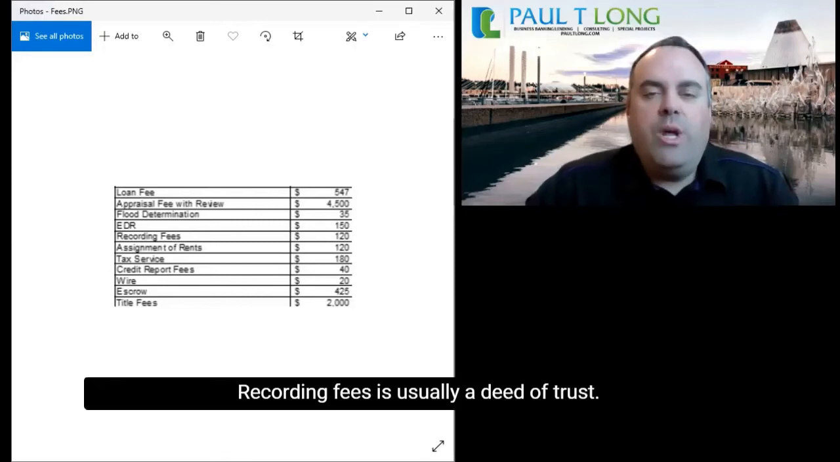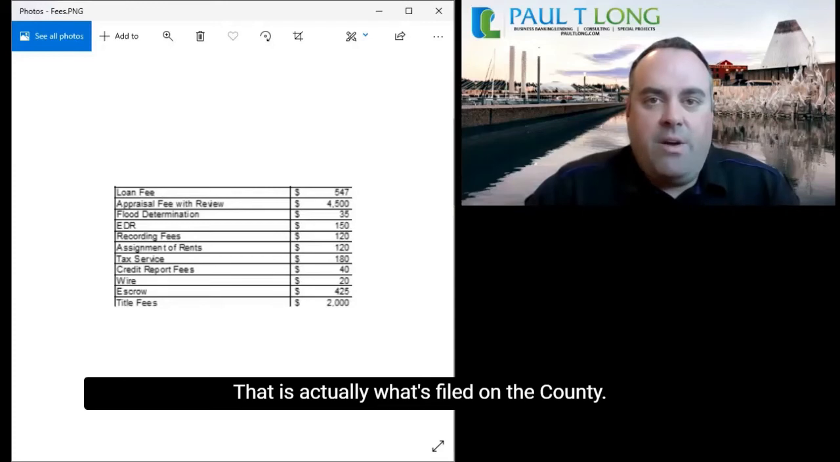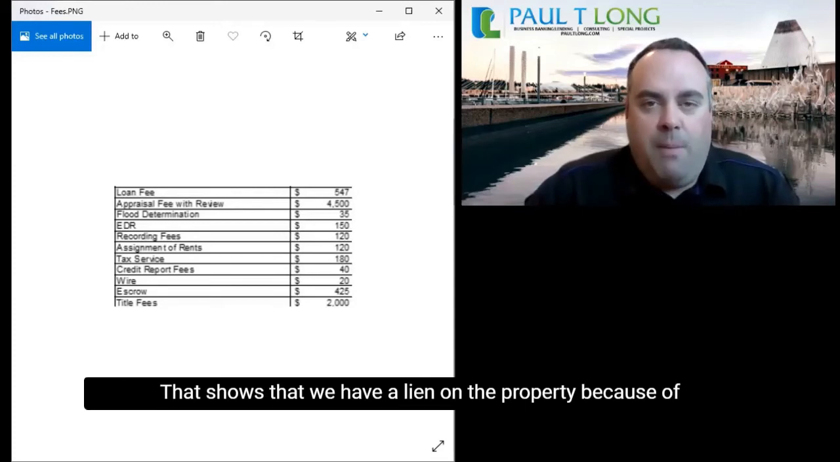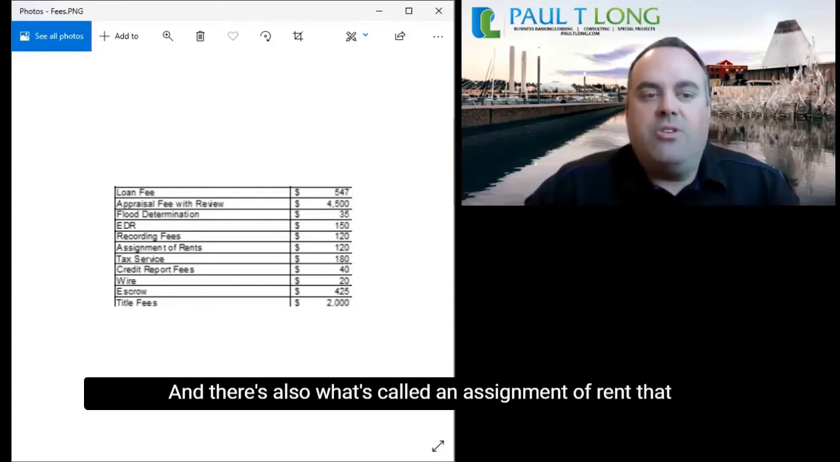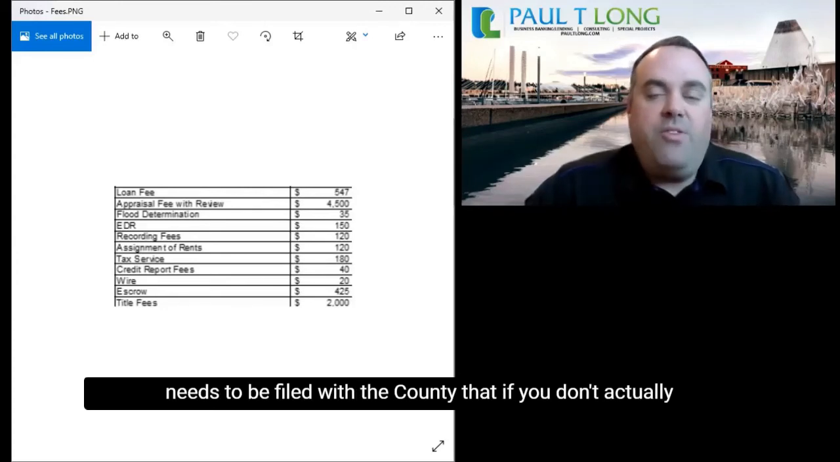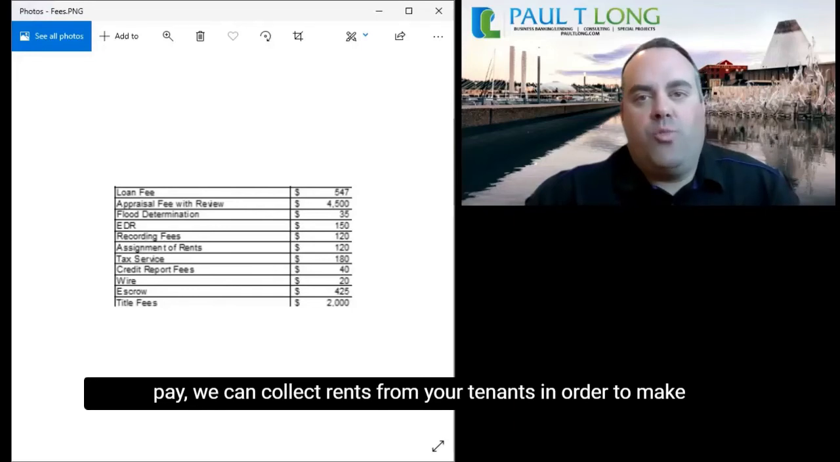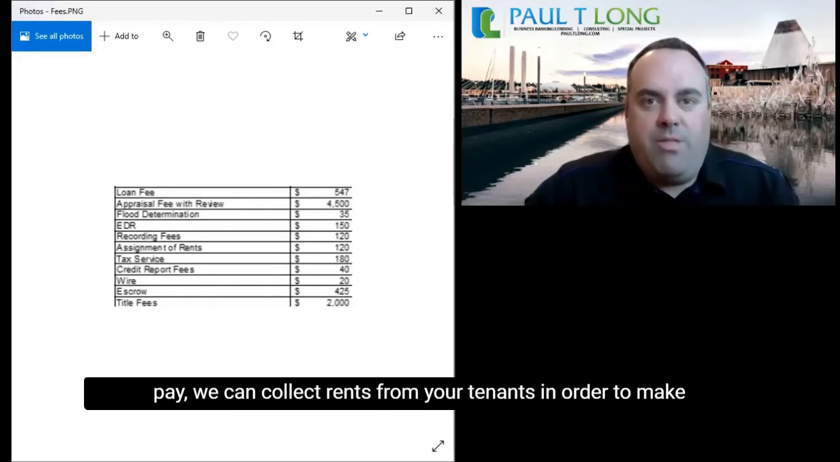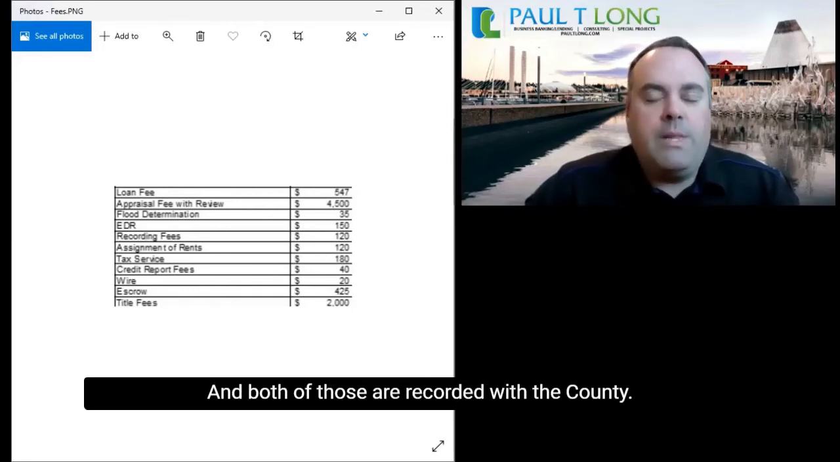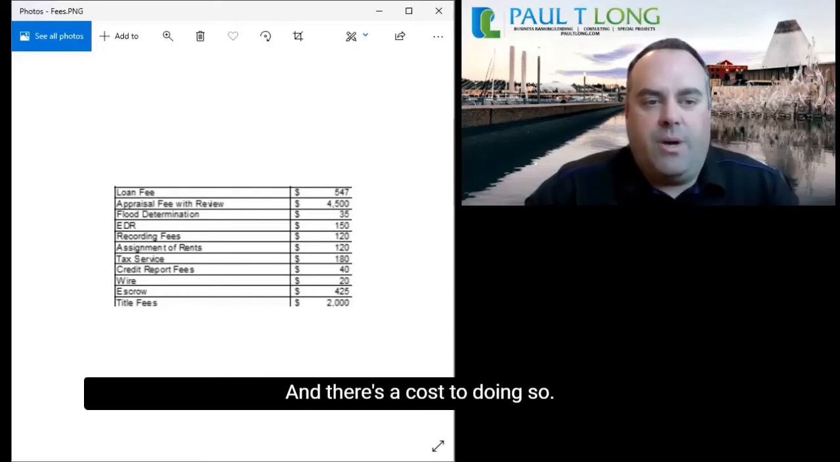Recording fees. Recording fees is usually a deed of trust. That is actually what's filed with the county that shows that we have a lien on the property because of the loan. And there's also what's called an assignment of rents that needs to be filed with the county, so that if you don't pay, we can collect rents from your tenants in order to make those payments. Both of those are recorded with the county, and there's a cost to doing so.